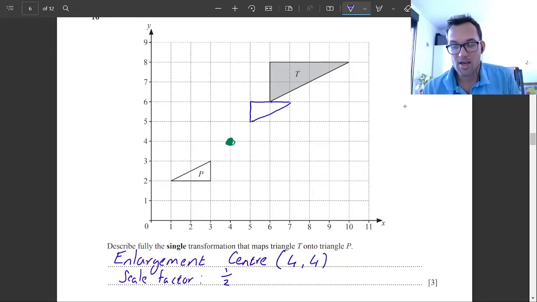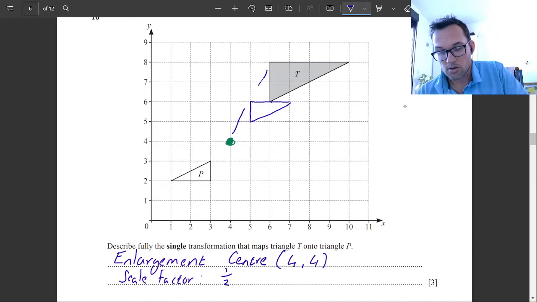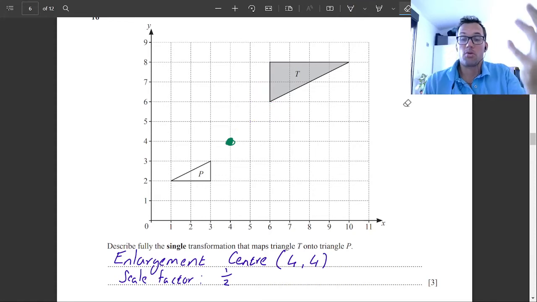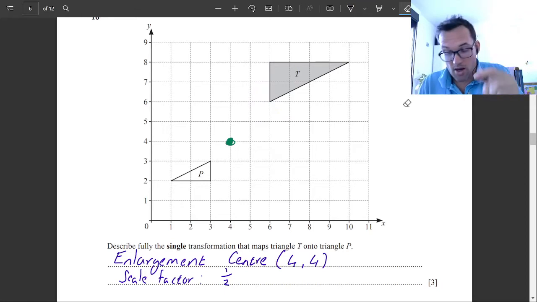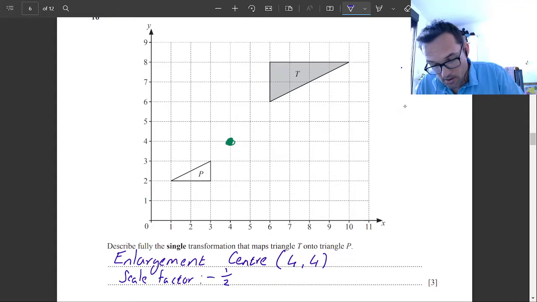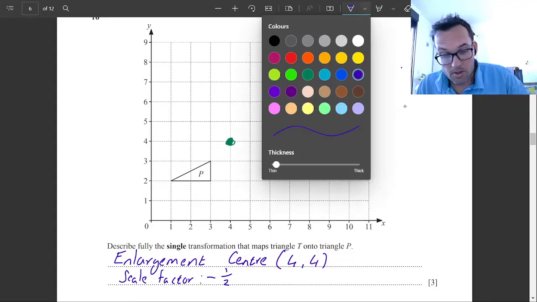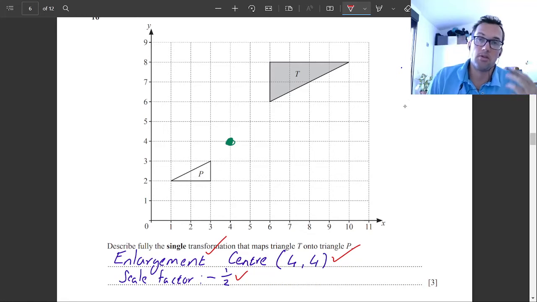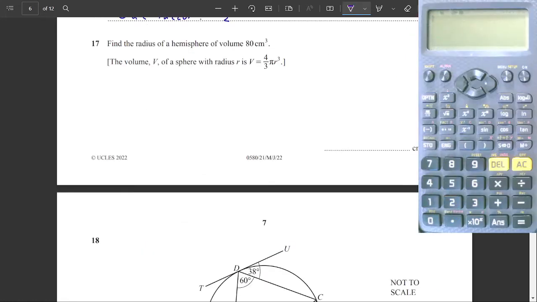Half the size and half the distance to the center of enlargement. But that's not what we have here. It is actually on the opposite side of the center of enlargement, which means it flipped over, and that is why this is a negative scale factor. And that's the final answer. Enlargement, 1 mark. Center 4, 4, 1 mark. Scale factor minus a half, because it's half the size, and minus because it's on the opposite side of the center of enlargement.